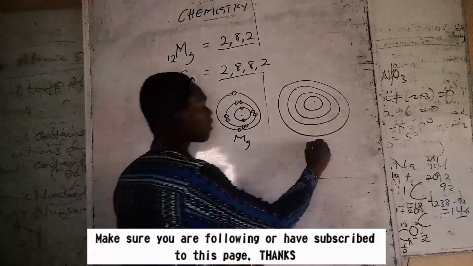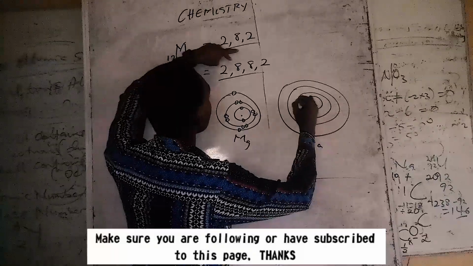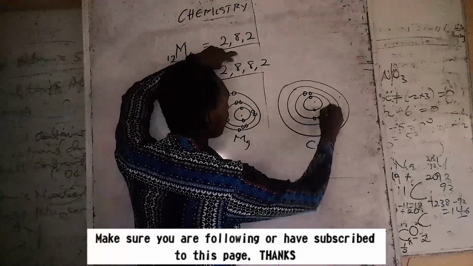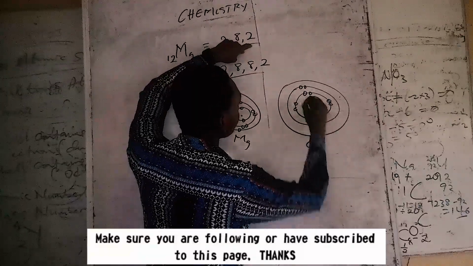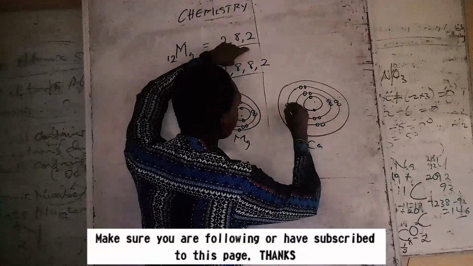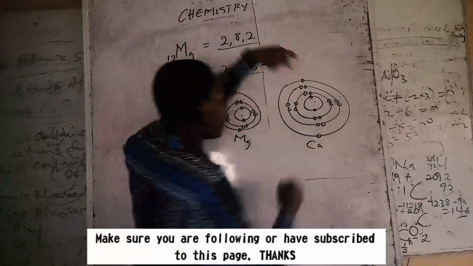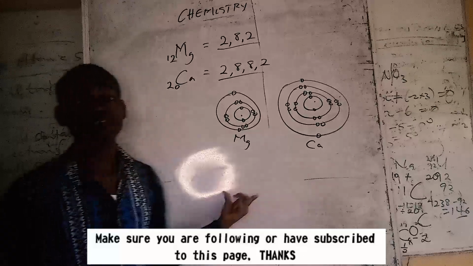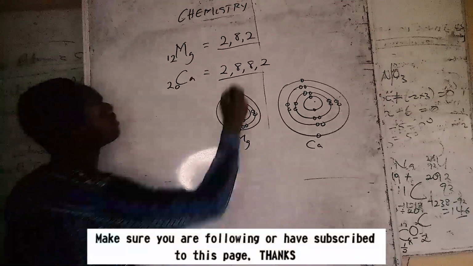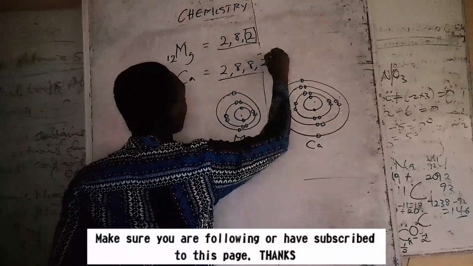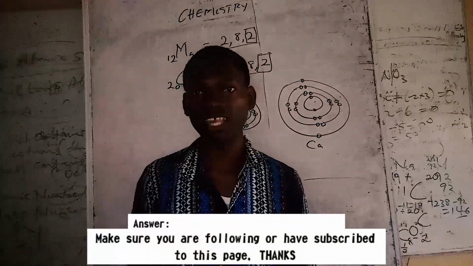Now what about calcium? On the first shell, you can see 2 electrons. The second shell has 8 electrons. The third shell also has 8 electrons, while on the last, fourth shell, calcium has 2 electrons. So these are the atomic configurations of both magnesium and calcium. If you take a look, you can see the outermost electrons are both 2. Like I said, outermost electron simply means valence electron.